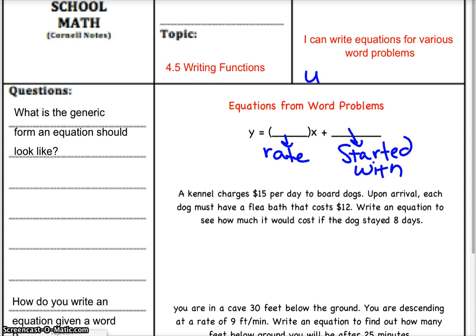It's aligned with this class. We've been exposed to it. Y equals mx plus b. It's a line. It's a function. So y is equal to something times x plus something. For word problems, it's y equals whatever the rate is times x plus whatever you started with. So even though this looks confusing, all I'm looking for is what's changing, what's my rate, and what did I start with? And then I put it in here.